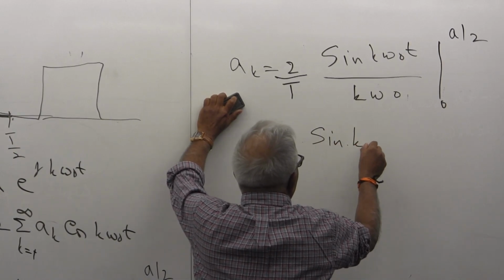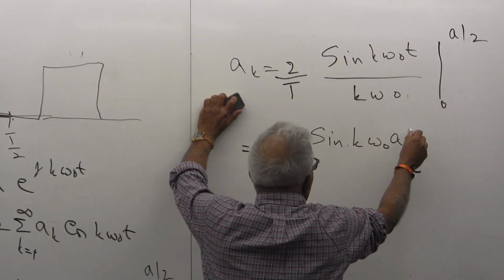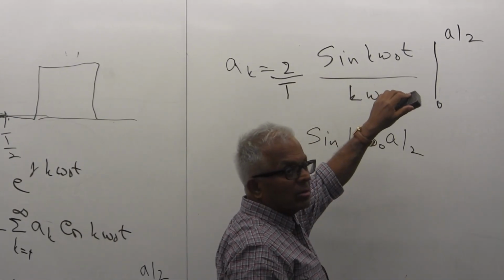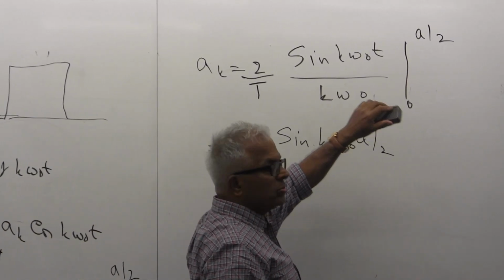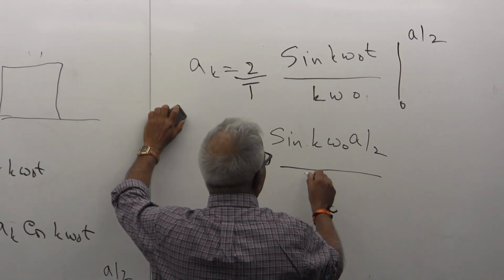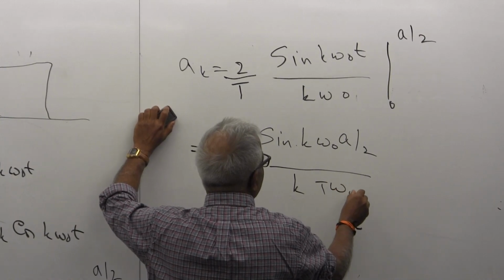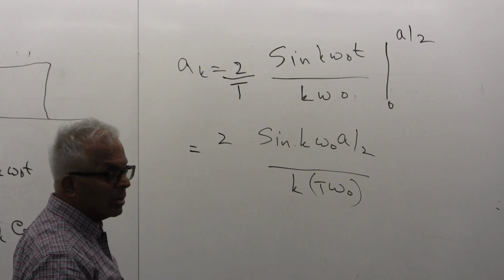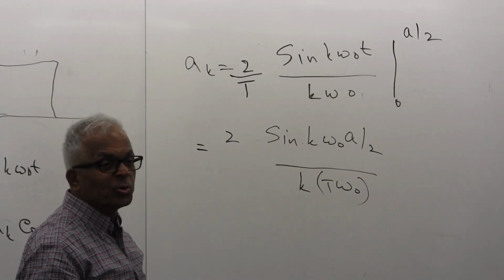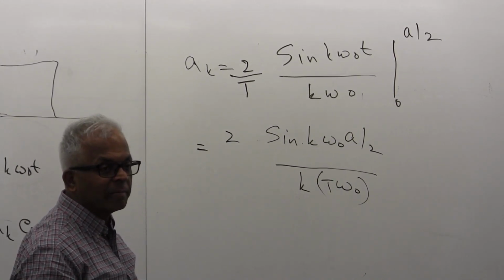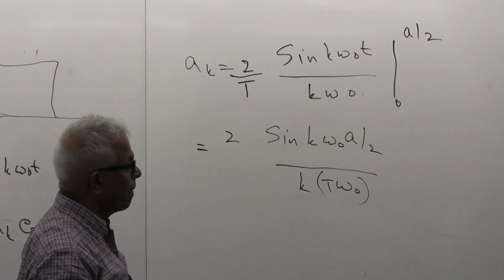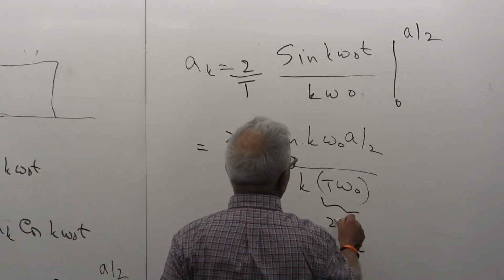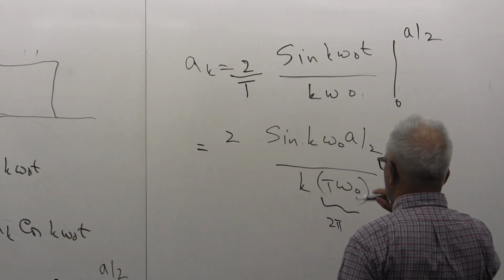sine k omega naught minus sine 0, which is 0, divided by k. What is T omega naught? Omega naught is 2 pi over T. So this quantity is 2 pi. So this 2 cancels.